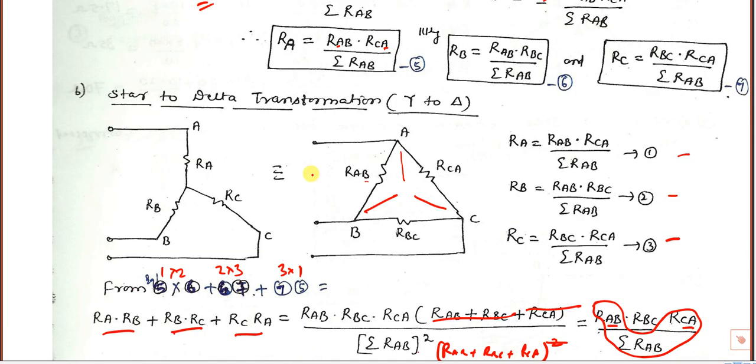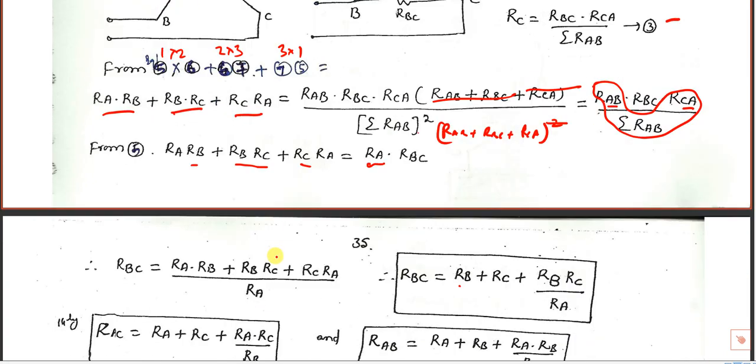So how to remember: you can see the given network is star. Star values are RA, RB, RC. I want to find the delta equivalent. Delta equivalent RAB is equal to RA plus RB plus the product of these two divided by this: RA plus RB plus RA RB divided by RC. Similarly, RB plus RC plus RB into RC divided by RA. Next, RAC is RA plus RC plus RA into RC divided by RB.